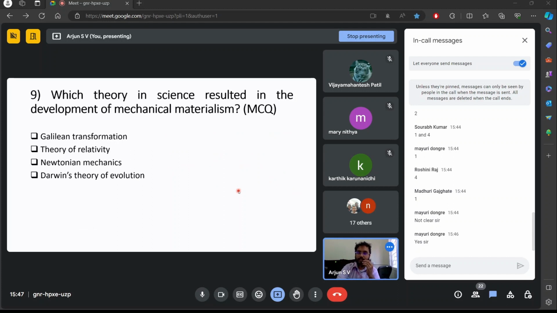Okay, then. Question number nine: which theory in science resulted in the development of mechanical materialism? It's Newtonian mechanics. Darwin's theory of evolution and the theory of relativity came after the invention of mechanical materialism, in fact almost at the advent of scientific materialism, and the Galilean transformation came way before it. So, Newtonian mechanics is the correct option.